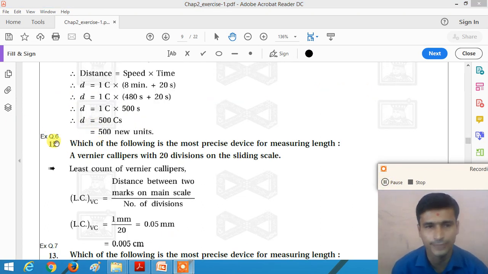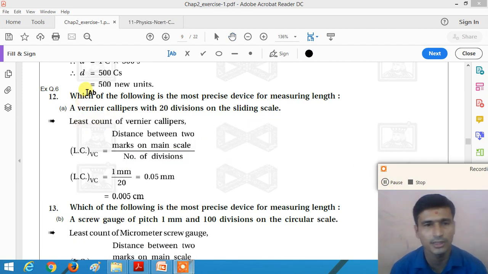Now question number 6, an important question for the JEE NEET examination, as well as important for the practical also. Which of the following is the most precise device for measuring a length? First device is given to you, right? A vernier calipers with 20 divisions on the sliding scale. So question number 6 is, which of the following is the most precise device for measuring length? First is a vernier calipers with 20 divisions on the sliding scale.